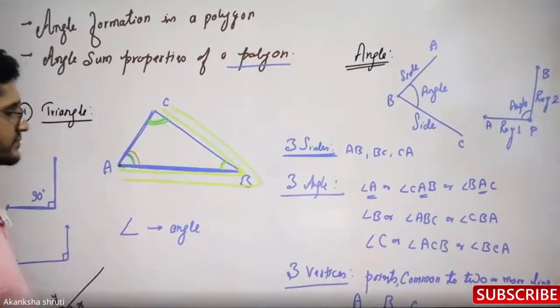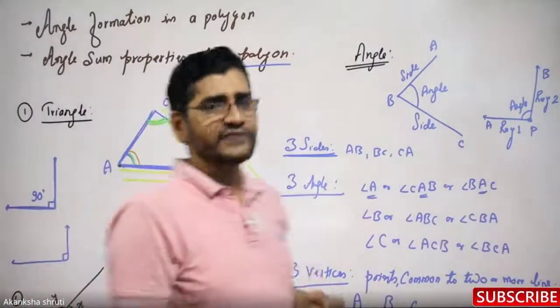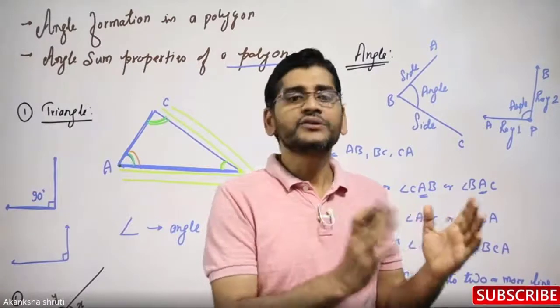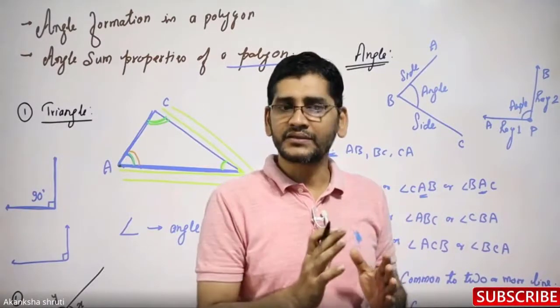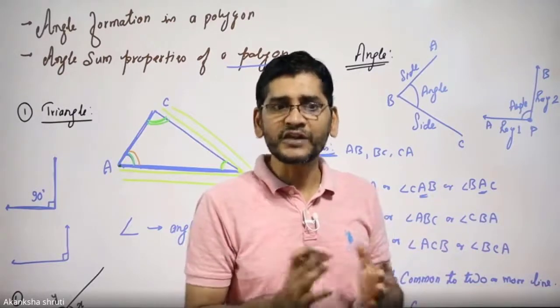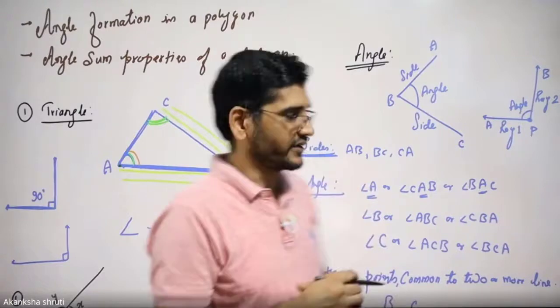Now, 2 important properties that we have to learn. For any polygon, the sum of the internal angles and the sum of the external angles. That we have to look at. The simplest polygon is our triangle.